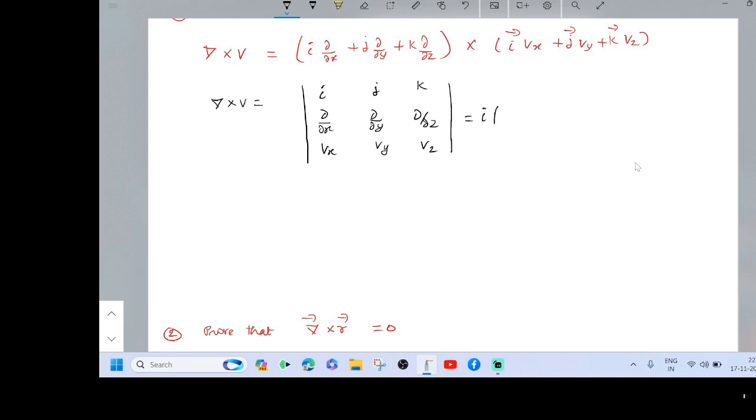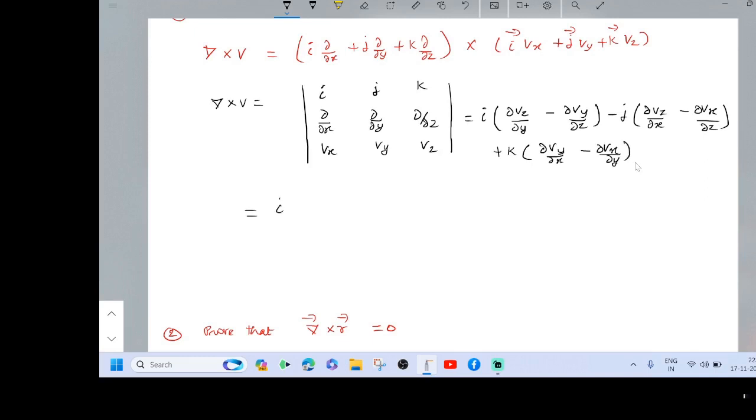which is equal to i into ∂vz/∂y minus ∂vy/∂z minus j into ∂vz/∂x minus ∂vx/∂z plus k into ∂vy/∂x minus ∂vx/∂y.